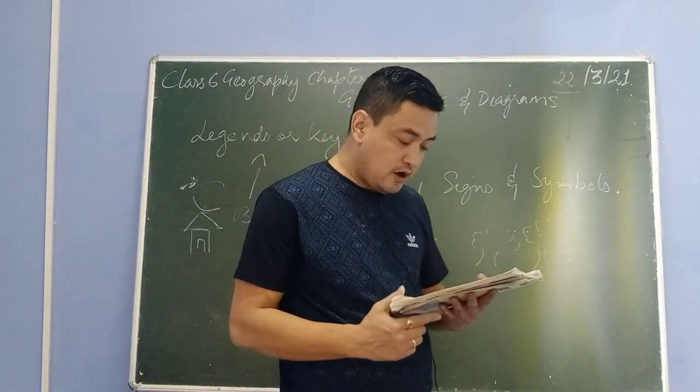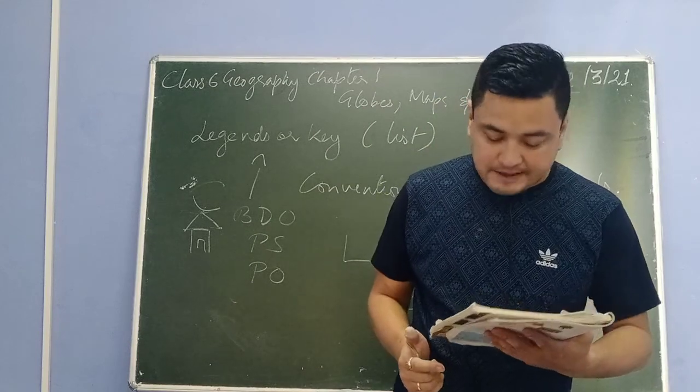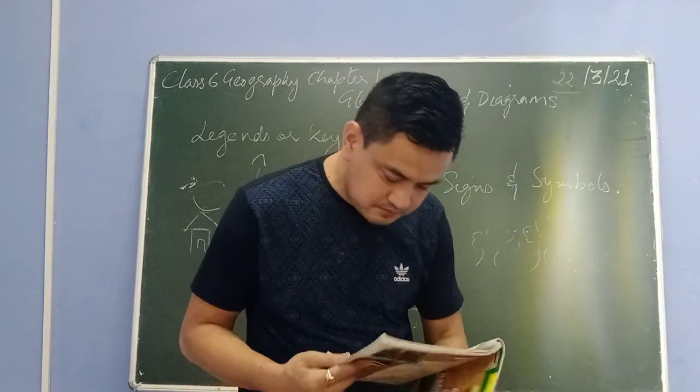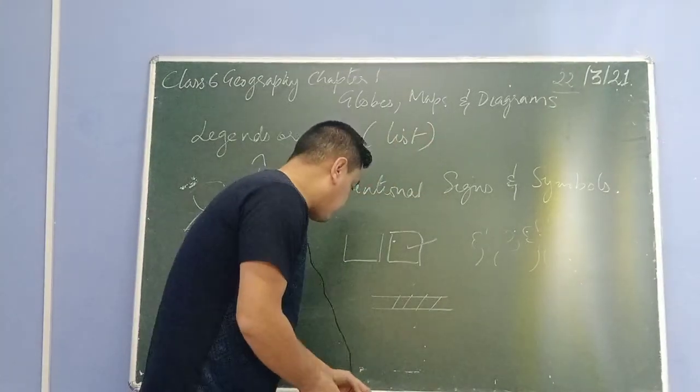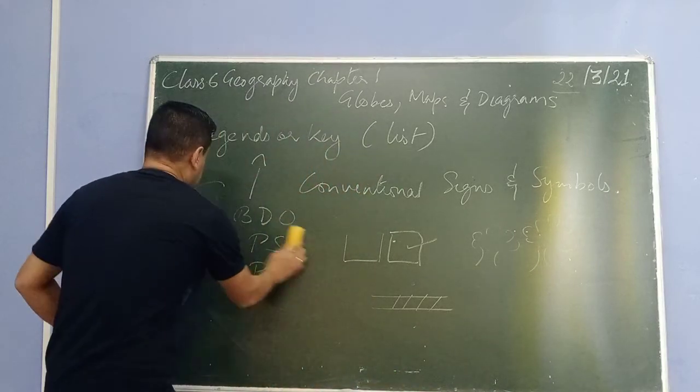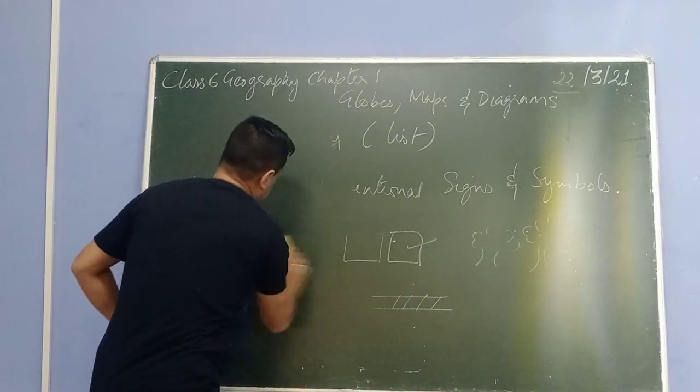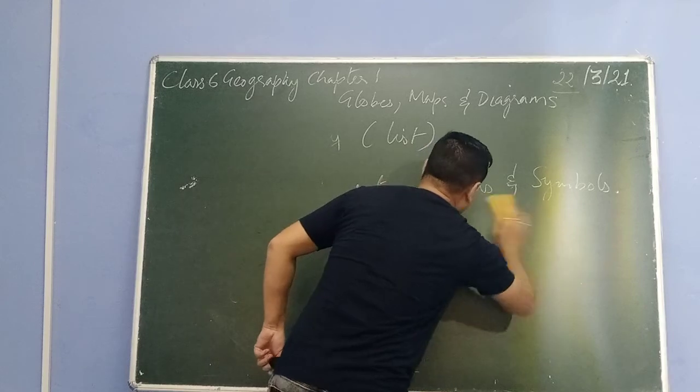Now we are moving on to types of maps. Now there are many types of maps. We will be studying each one of them in detail.